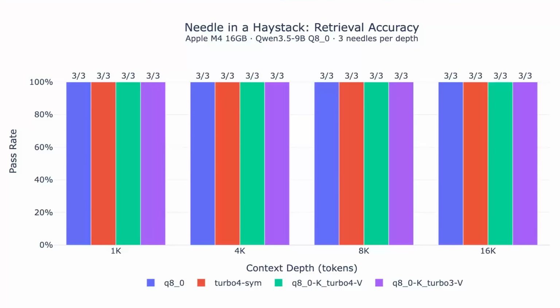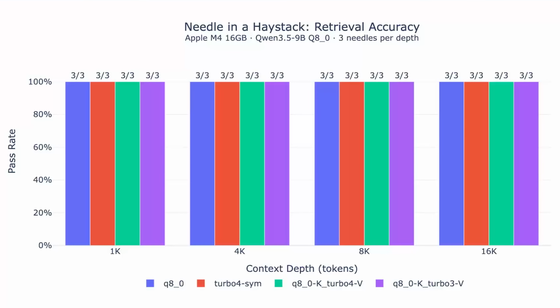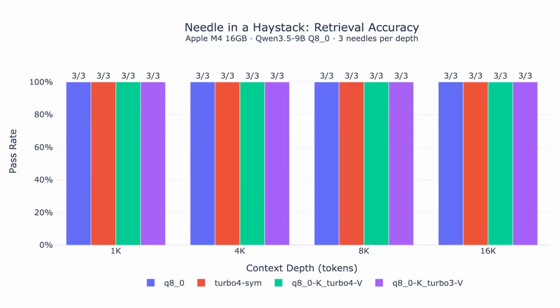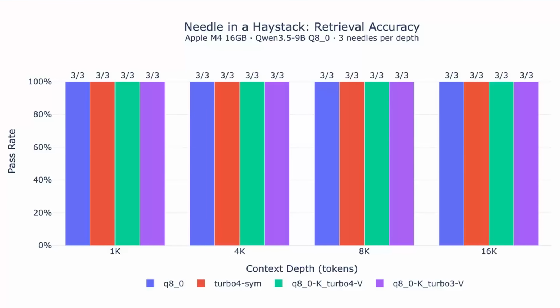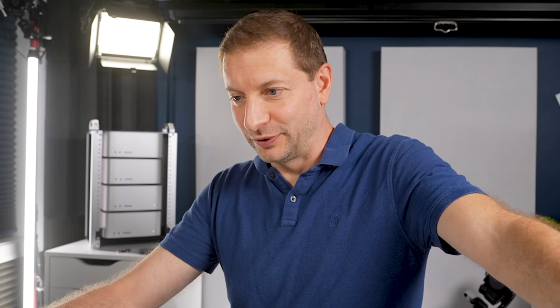And when I switched to asymmetric, look at this. 3 out of 3 for all of them, all the way across the board. Beautiful. So this shows the quality of the result is actually good when we're using TurboQuant at different levels of turbo quantization, at different context lengths too. Whew. Okay, back to speed.